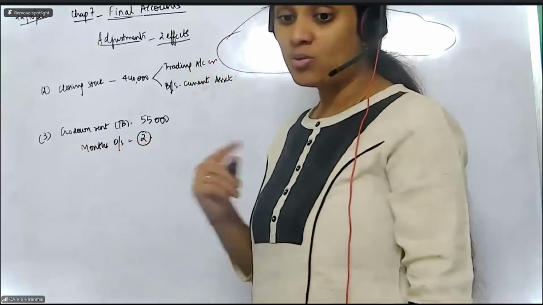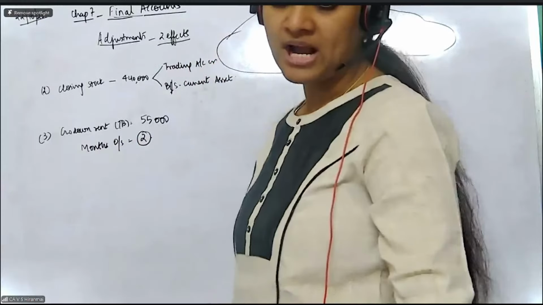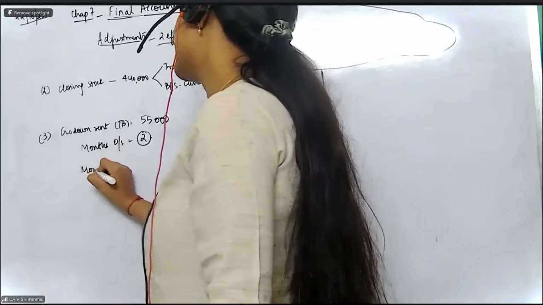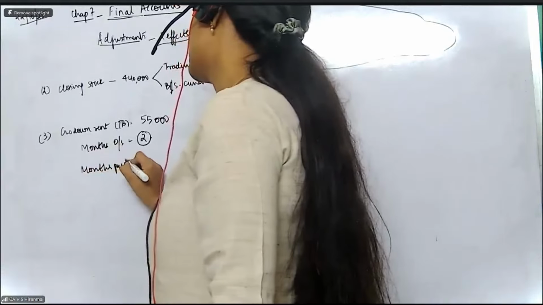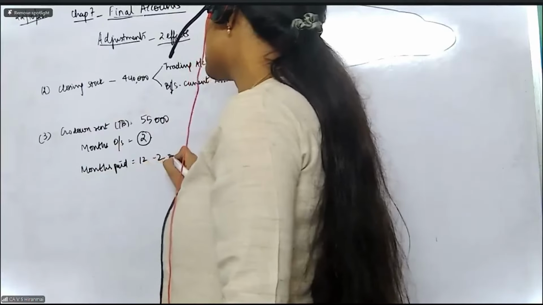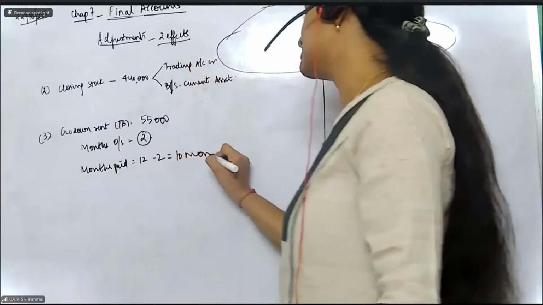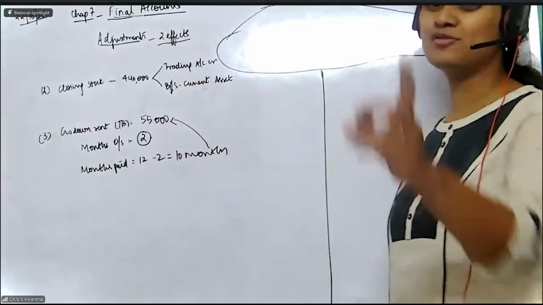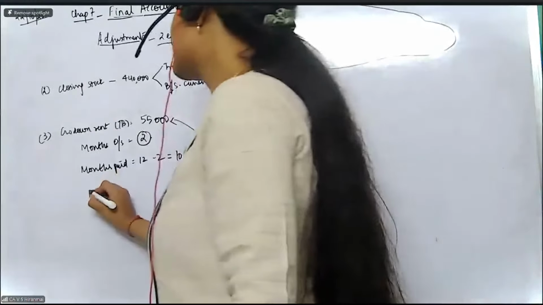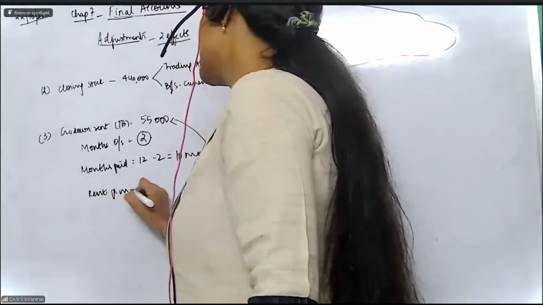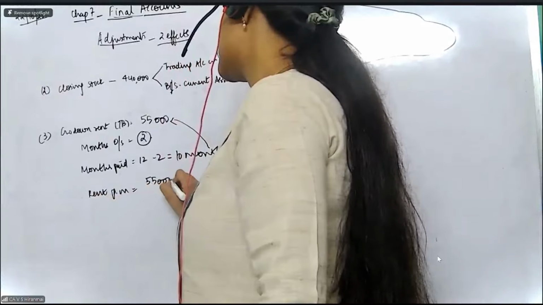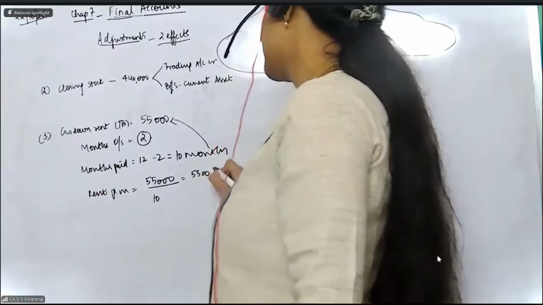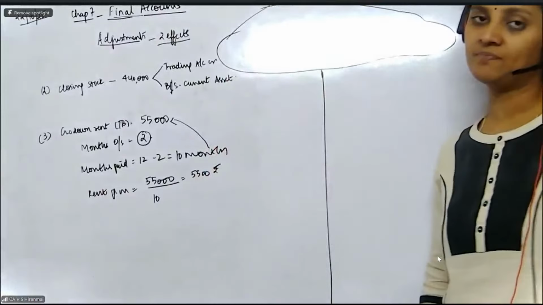That means how many months has it been paid for? All of you, please see. Months paid for is nothing but total 12 months. 2 months is not paid, so I subtract. For 10 months, I have paid how much? 55,000. So what is the rent per month? How do you find out rent per month? It is the total rent paid divided by number of months, that is 5,500 rupees.